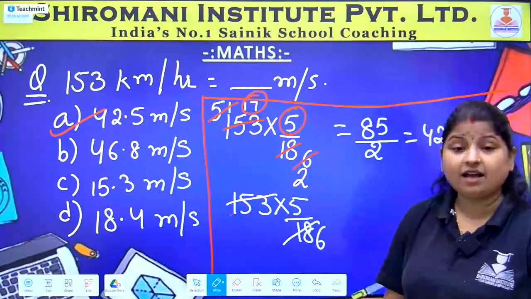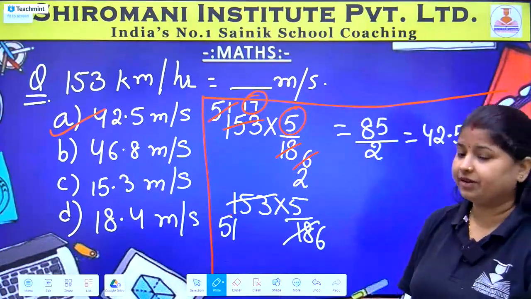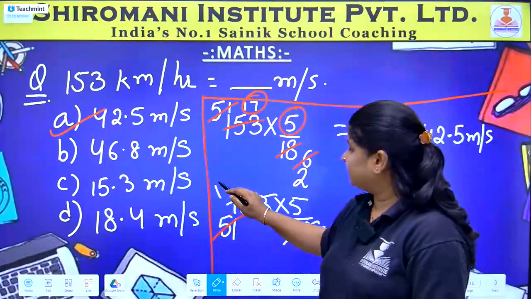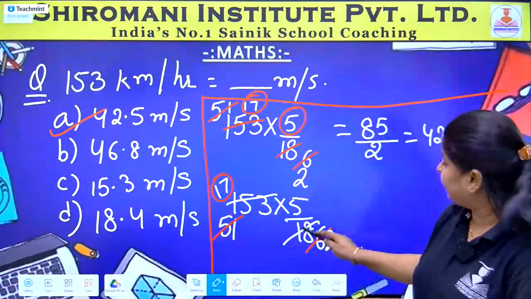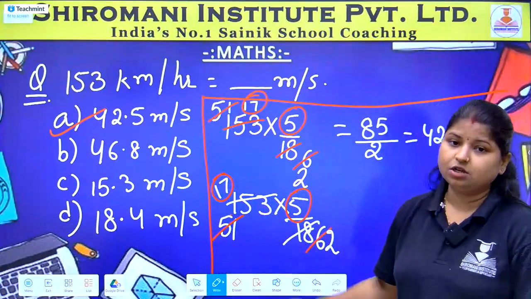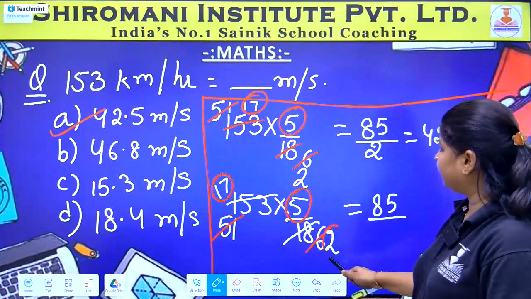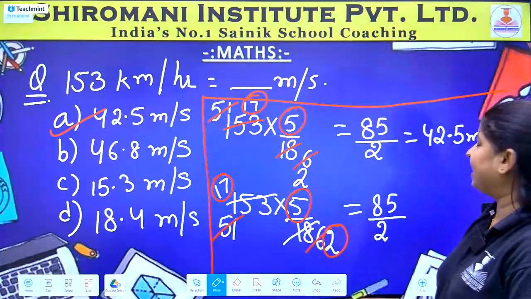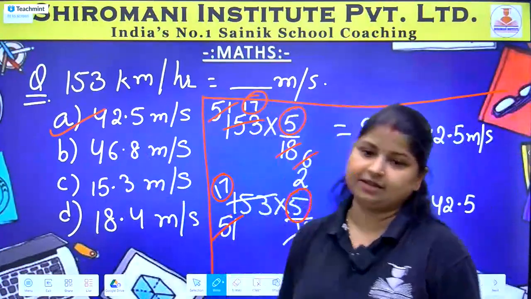So 3 6s are 18. 3 into 51 is 153. Again, 2 times 3 is 6 and 17 times 3 is 51. I am left with 17 and 5 in the numerator. So 17 into 5 is 85. In the denominator, I am left with 2. So 85 upon 2. Now divide 85 by 2. You will get 42.5. Option A, answer.